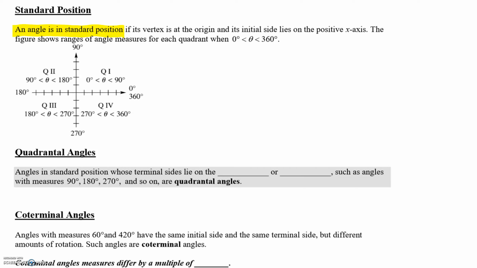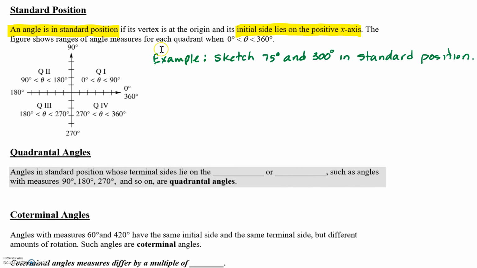An angle is in standard position if the vertex is at the origin and its initial side lies on the positive x-axis. For example, let's do this example right here where we sketch 75 and 300 degrees in standard position.